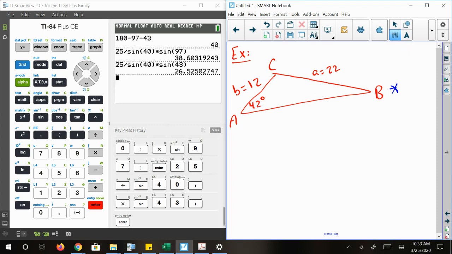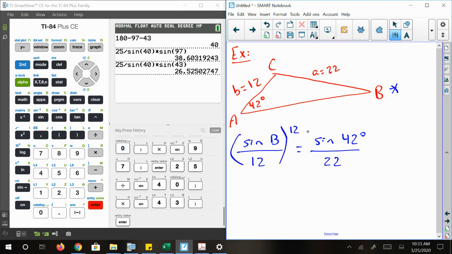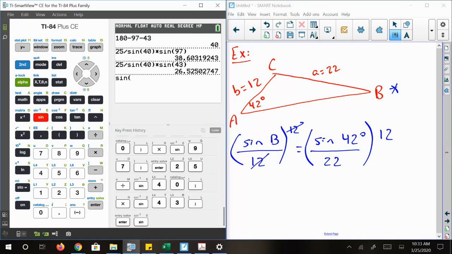Okay, so right off the bat here, I'm going to start by setting this up as sine of angle B divided by side B equals the sine of angle A, which is 42 degrees, divided by side A, which is 22. Okay, and in order to solve this, the first thing I need to do is multiply both sides by 12. Okay, and let's do that on the calculator. So we get sine of 42 degrees divided by 22.